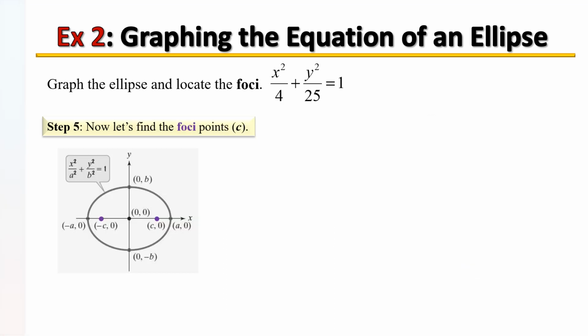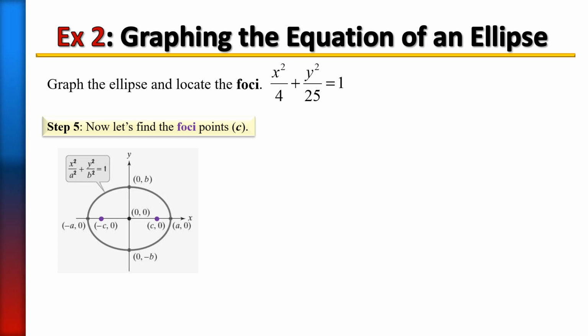Lastly, we're going to find the foci points, which is the value of c. So recall, to find c, we're going to use the formula as well as the two values we've already found. Let's go ahead and plug everything in so we can solve for c. We see that 6 squared equals 36 and 3 squared equals 9. Subtract those values and we get 27. Next step is to take the square root of both sides, and c equals plus or minus the square root of 27.